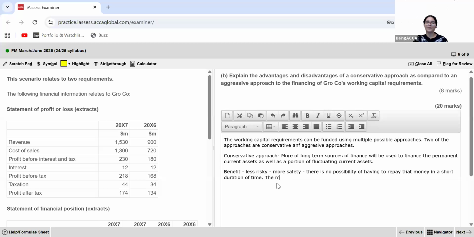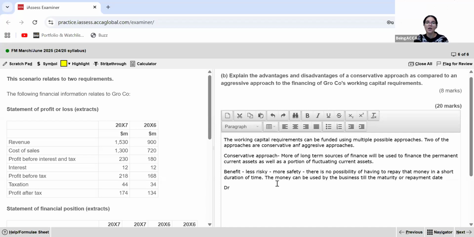The money can be used by the business till the maturity or repayment date for whatever reasons that they want to. And what will be the drawback? Not any approach will come only with the benefits. There will be drawbacks also.